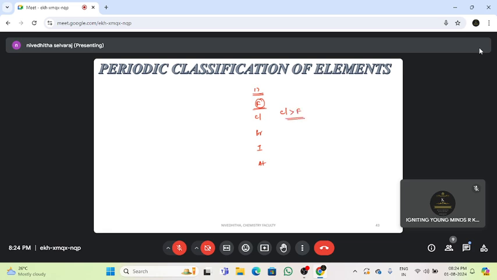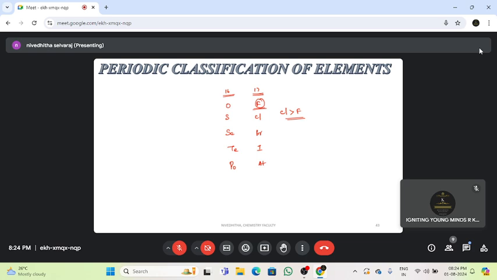Chlorine has higher electron affinity than fluorine. In the 16th group, what are all the elements present? Oxygen, sulfur, selenium, tellurium, polonium. As we know the trend, as we move down the group, electron affinity decreases.